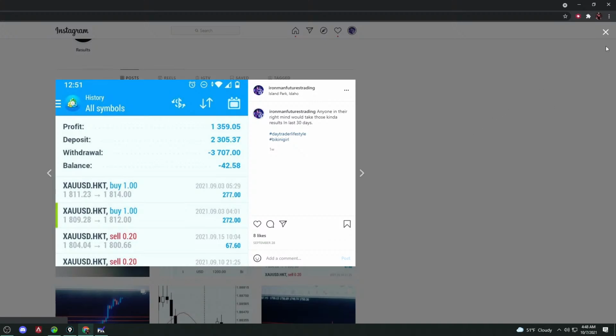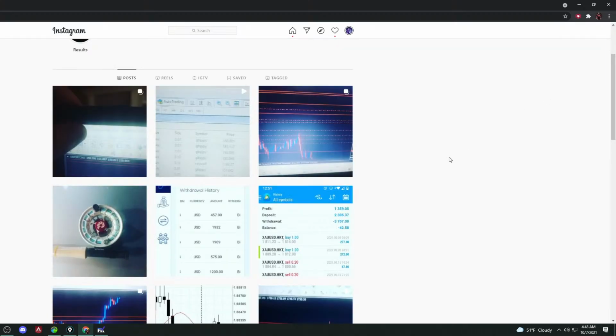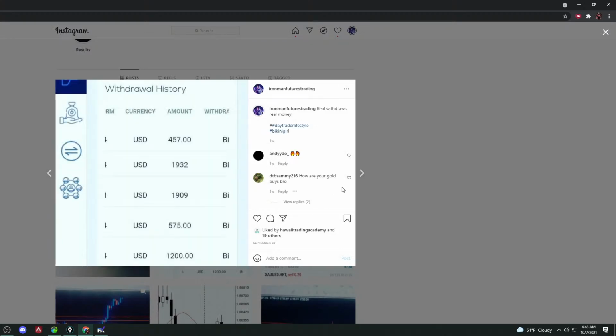So let's look at another thing right here. What does this look like right here? Does that look like withdrawals? It says withdrawal history up there. Does that look like withdrawals from a live account?